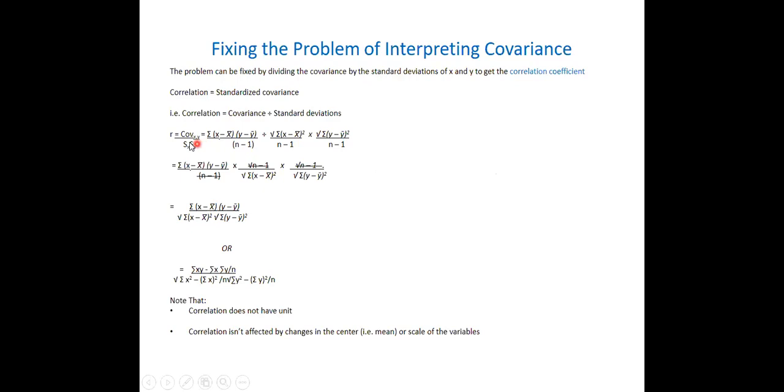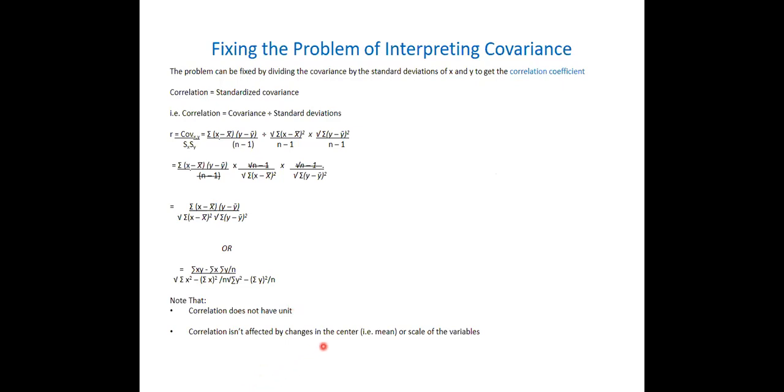Look at it here. If you divide the covariance by the standard deviations and do some mathematics, it gives you this, which is the formula for correlation. So know that correlation does not have a unit. It's a ratio. You don't say kilometer, no. Correlation is just a value, because you have divided two things of the same unit.